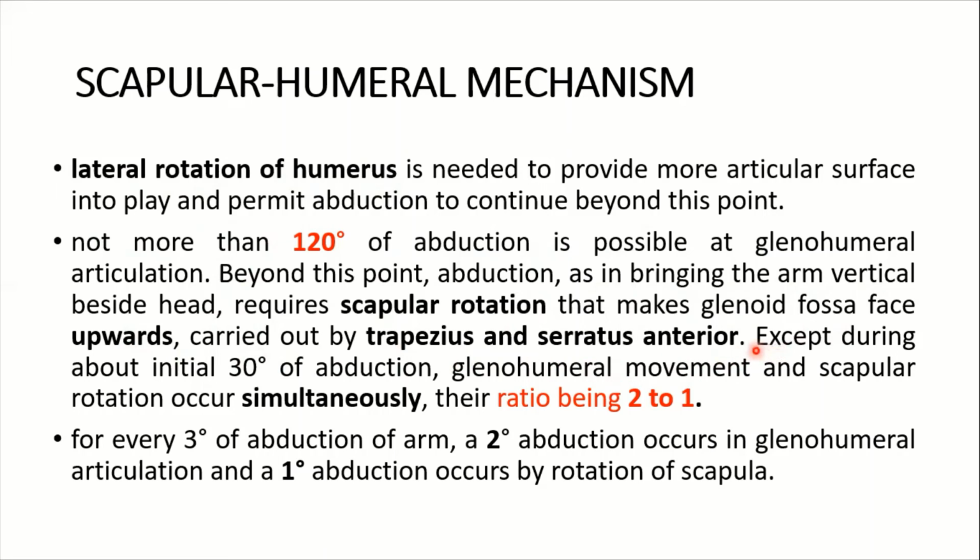As I already discussed with you, except during about the initial 30 degrees of abduction, glenohumeral movement and scapular rotation occur simultaneously, and their ratio is 2 to 1. What does that mean? For every 3 degrees of abduction of the arm, 2 degrees of abduction occur at the glenohumeral joint, and 1 degree of abduction occurs by rotation of the scapula.